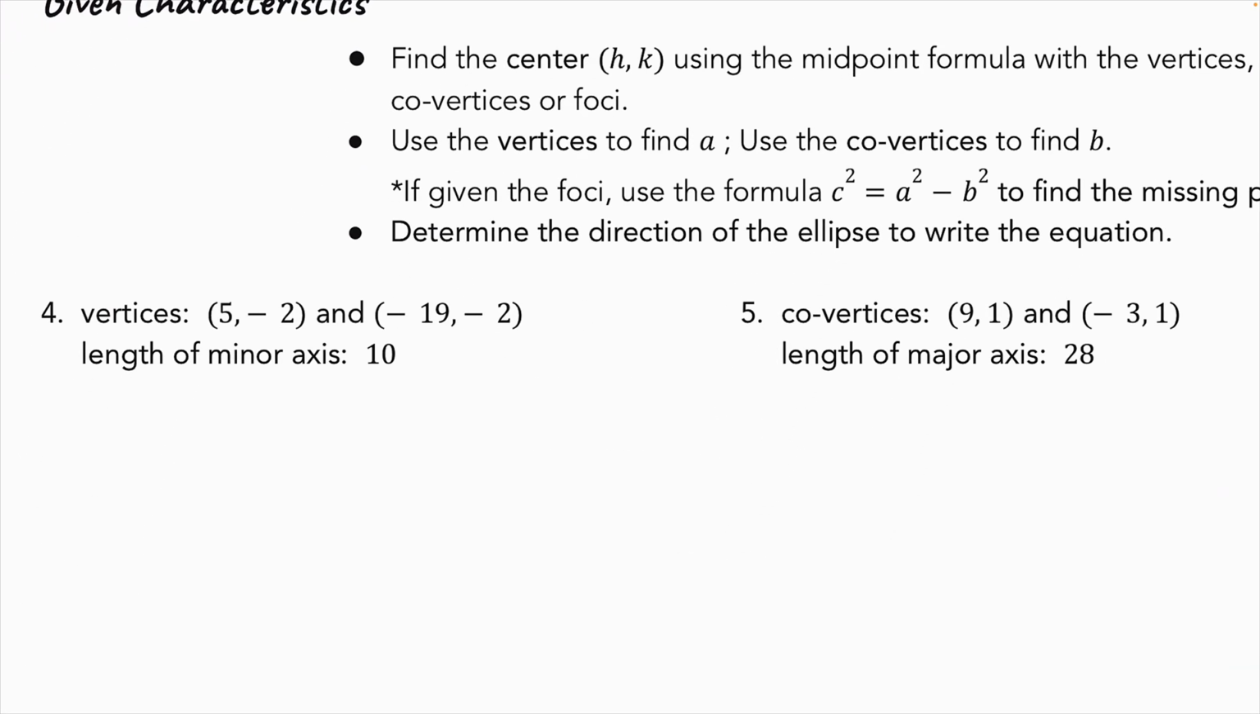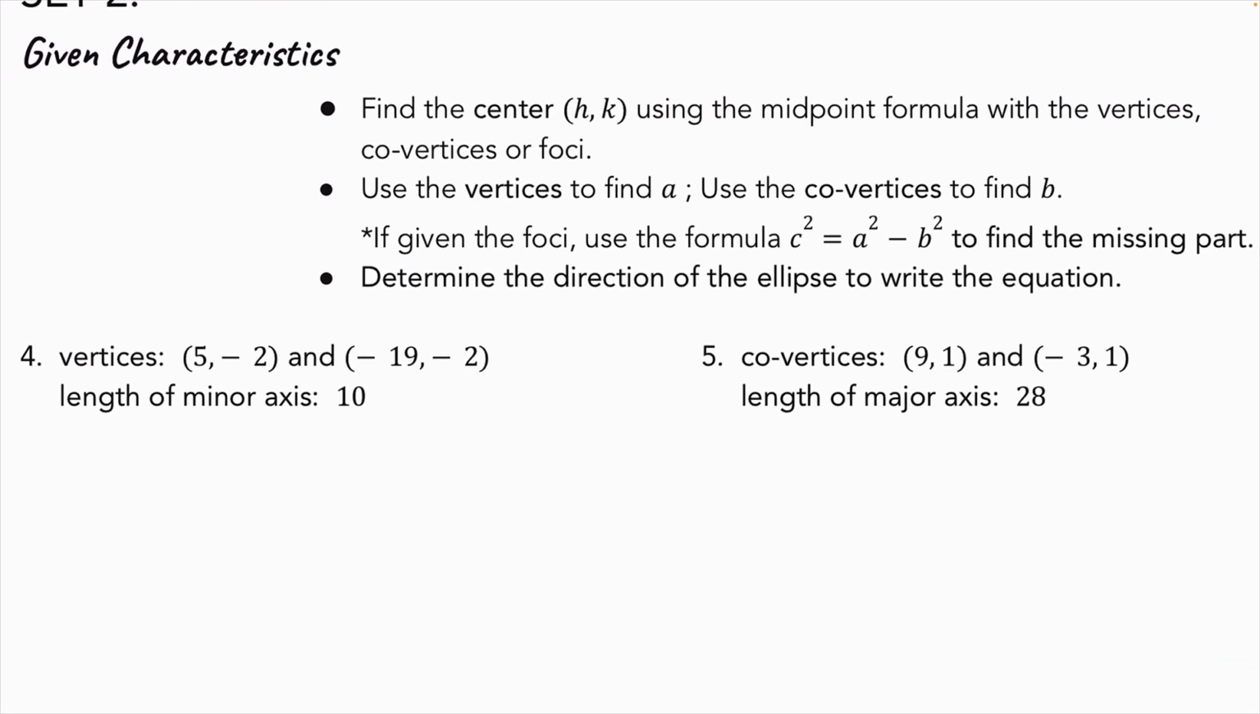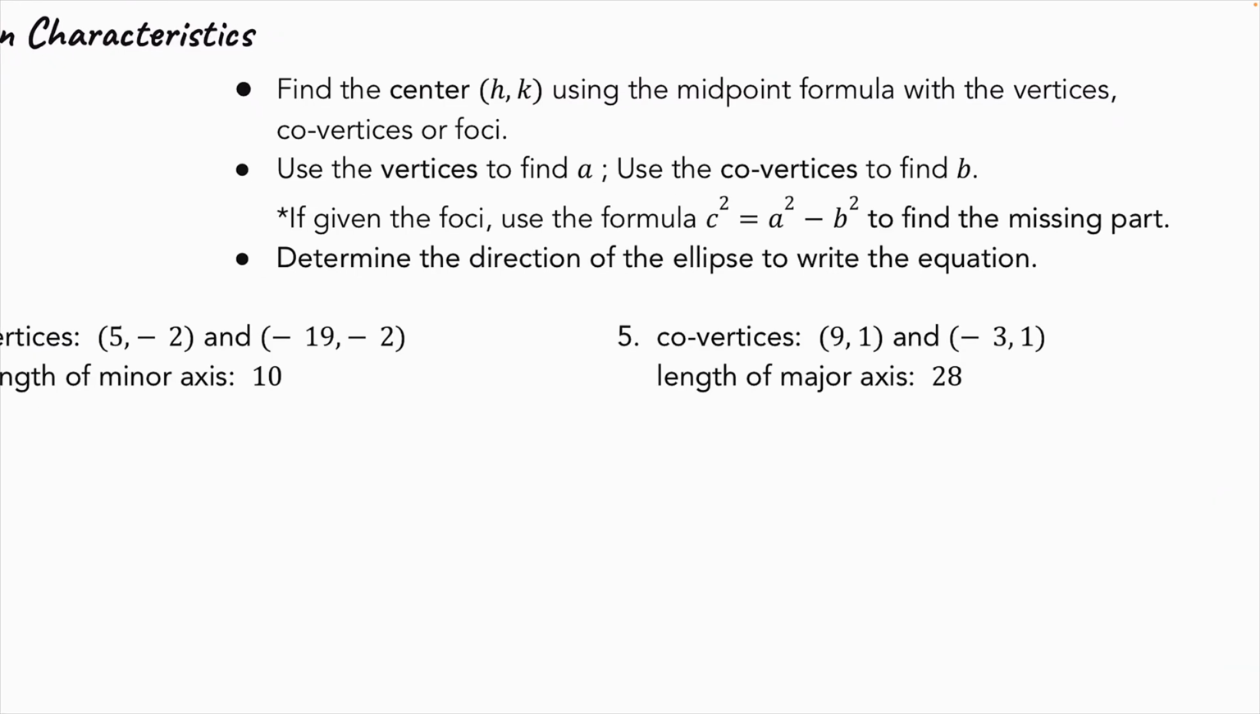So let's jump down here. I'm going to do a couple of these. It gives you a couple reminders. Find the center using the midpoint formula of the vertices. Co-vertices are the focus. Use the vertices to find A, use the co-vertices to find B. If given the foci, use the formula that relates A, B, and C to find the missing part. And then you'll determine the direction based on the vertices, co-vertices, or the foci.